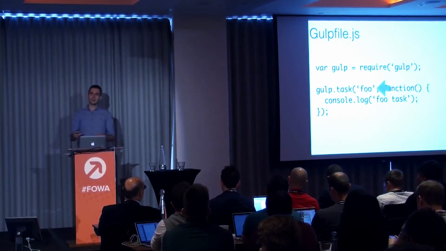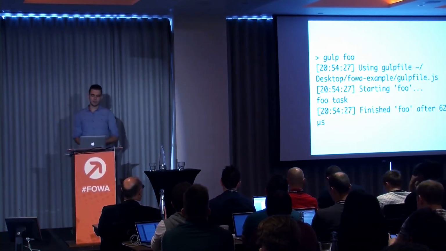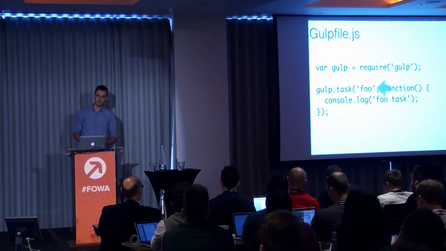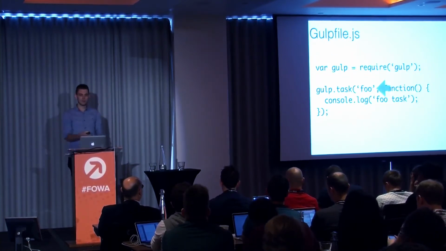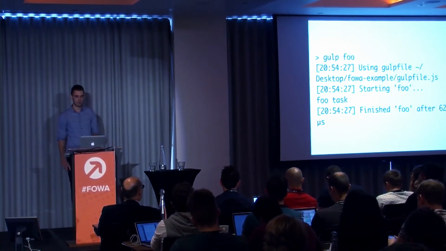And we can also define tasks that have a name. So here I've defined a task called foo, and it's going to log out a foo task. I just invoke that by running gulp foo. And all that's really happening here is that when I run gulp foo, Gulp is finding this task and just calling that function. That's the core of Gulp.